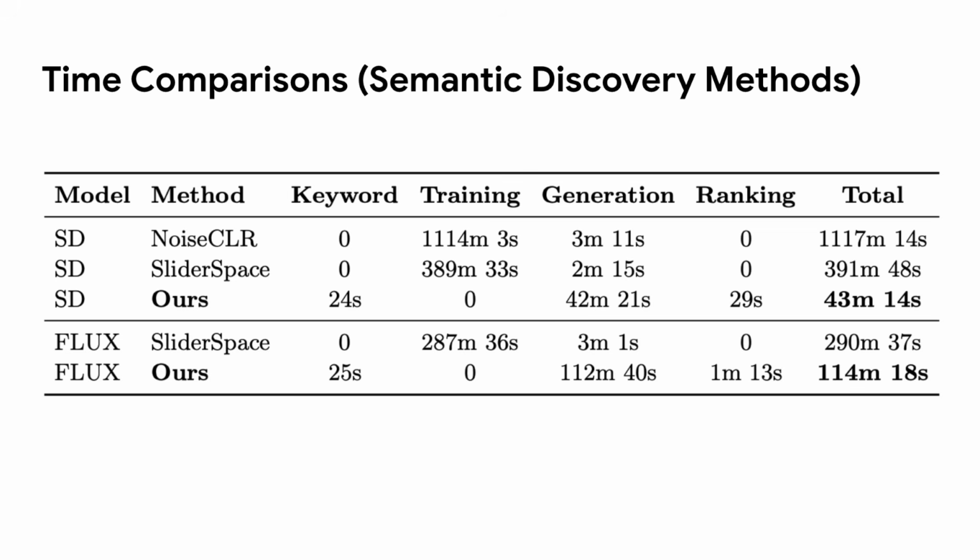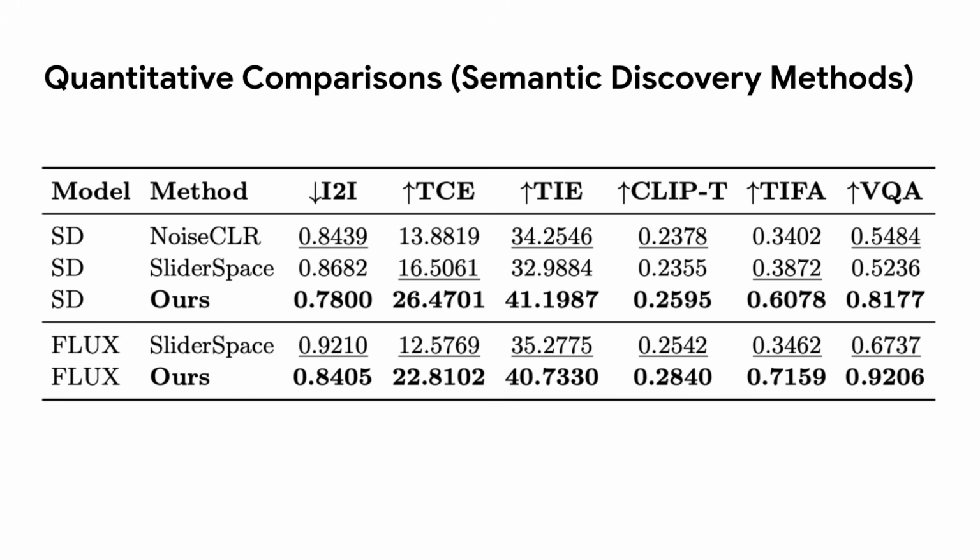Also, we compare the time it takes for our method to discover 100 semantics to noise clear and slider space. Regardless of the base model, RankT2I takes significantly less time to find semantics for image editing. This disparity in the total time can primarily be attributed to the training-free nature of our method. Furthermore, we evaluated the diversity and interpretability of the discovered semantics using various metrics. As seen in this table, RankT2I is able to find a balance between diverse and interpretable semantics, consistently outperforming noise clear and slider space across these metrics.